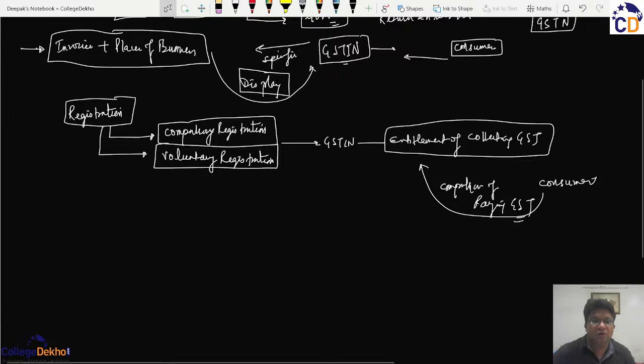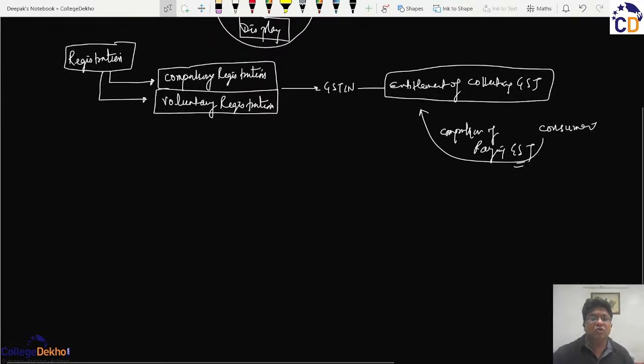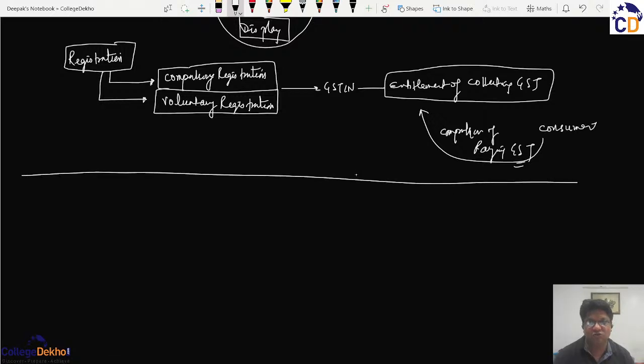So once we realize the concept and the importance of registration and the types of the registration, now we should move forward with the eligibilities that require a dealer to get registration. And that is why we use the word compulsory registration.